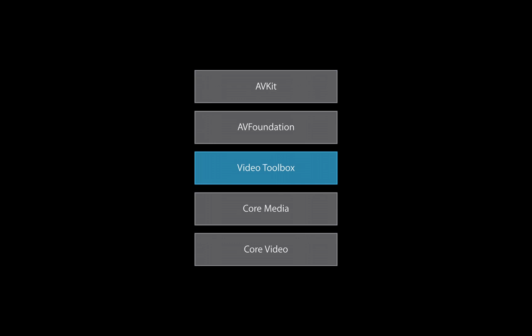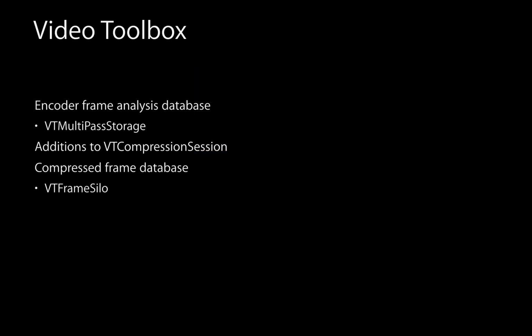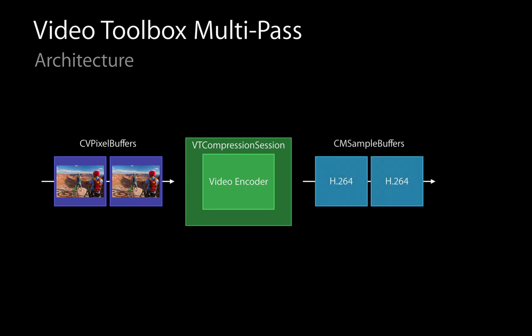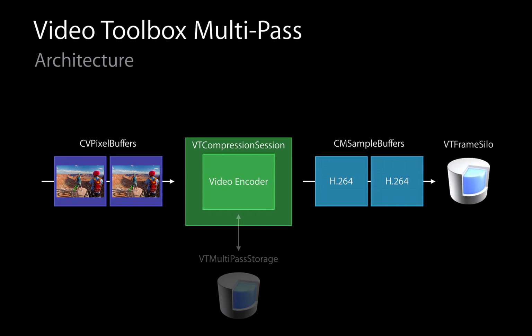Let's talk next about Video Toolbox. So with Video Toolbox, our encoder frame analysis database, we like to call this our VT multipass storage. We also have additions to VT compression session, which David introduced in his portion of the talk, and the compressed frame database, or as we call it, the VT frame silo. So let's go over the architecture, but this time replacing the frame database and the encoder database with the objects that we actually use. So in this case, we have our VT frame silo and our VT multipass storage.